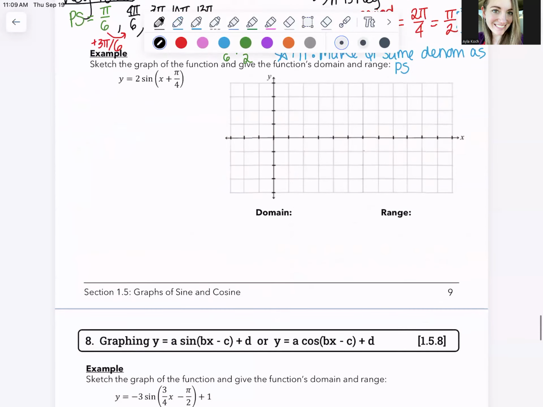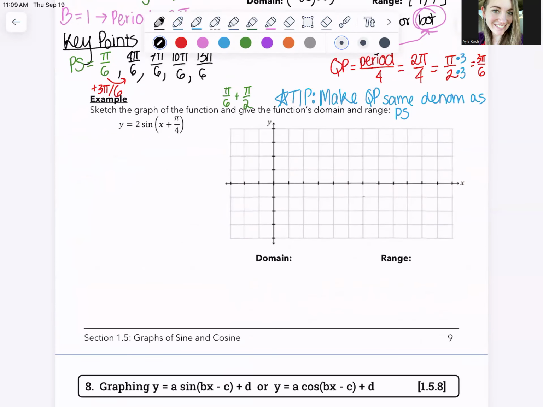All right, next one. Let's just take care of the where does it start part at first. So this is sine. So when we get to it, sine always starts at the midline. And if A is positive, it goes up first. If A is negative, it goes down first. A is positive because it's going to end up being 2. So this will go up first. Now we have that out of the way.